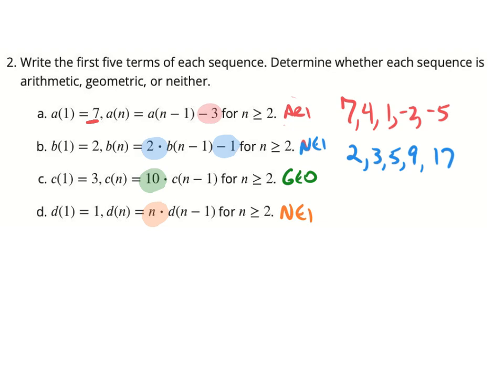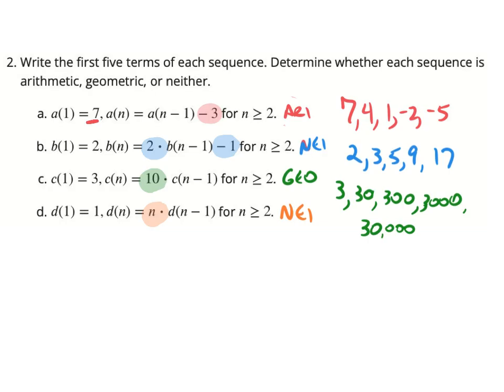Okay, next one. 3 times 10 is 30. I'm jumping the gun. 30, 300, 3,000, and then 30,000.